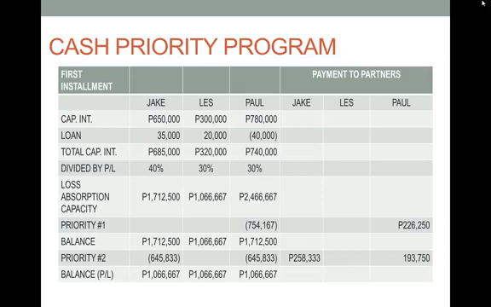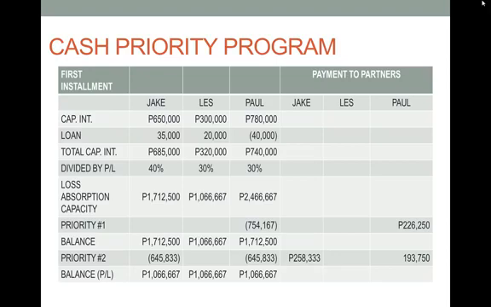Now, sa pagkuha ng priority, you need to determine sino ba sa tatlo, in this example problem, yung may pinakamalaking loss absorption capacity. Siya yung magiging priority number 1. As you can see, ang naging priority number 1 is si Paul, kasi siya yung may pinakamalaking loss absorption capacity. So, yung 754,167 is deducted para makuha yung balance ni Jake, kasi si Jake, siya yung pangalawa sa pinakamalaking loss absorption capacity.